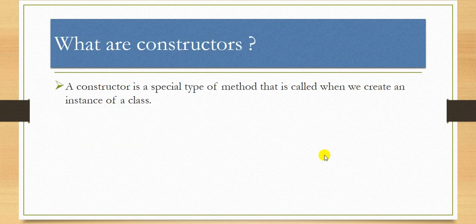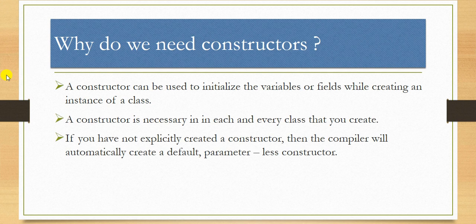So first I'm going to talk about what are constructors. A constructor is a special type of method that is called when we create an instance of a class, that is an object of a class. So why do we need constructors? A constructor is used to initialize the variables or fields while creating an instance of a class. Initialize means assigning some value to the variables or fields.